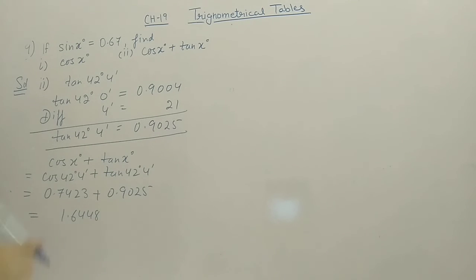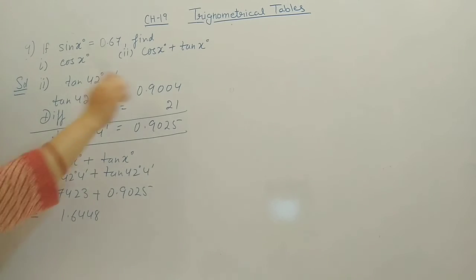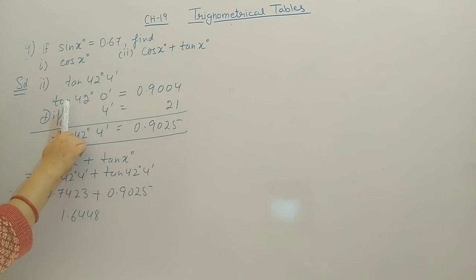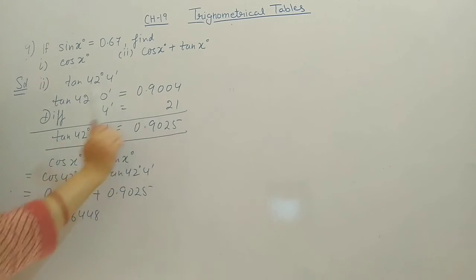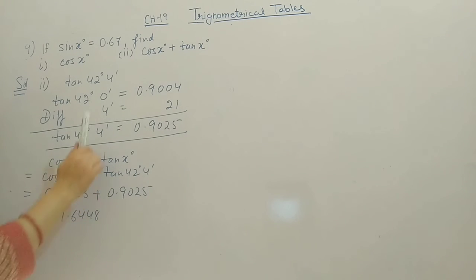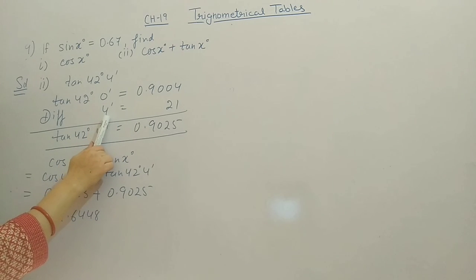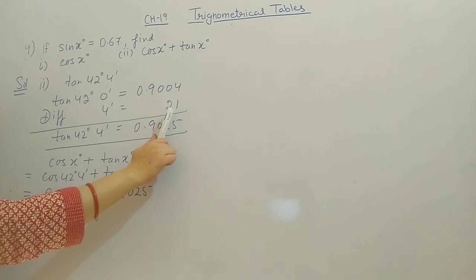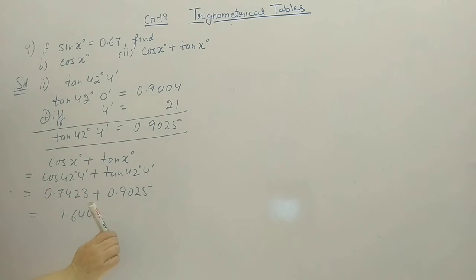Second part. Already we have calculated cos 42 degree 4 minute. Now we will find out tan x. So tan 42 degree, first check in the table, 0.9004. And the mean difference is 4 minute here. For 4 minute, check the difference, which is equal to 21. So tan 42 degree 4 minute will be 0.9025. Now substitute the value of cos 42 degree 4 minute and tan 42 degree 4 minute and add them.